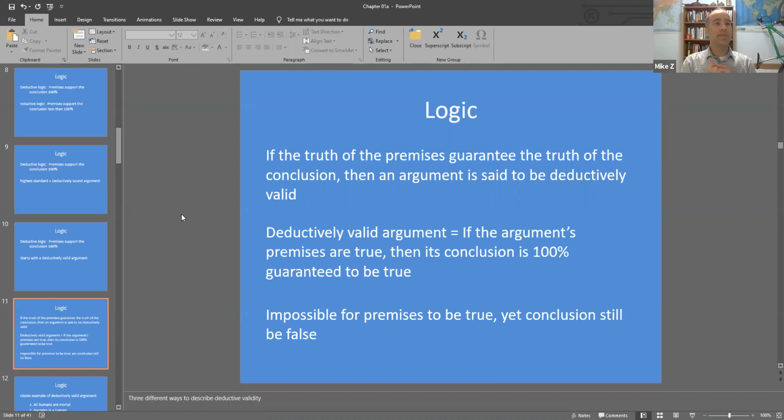So if we've got an argument that's set up such that if the premises are true, they guarantee that the conclusion must be true, 100% guarantee that the conclusion must be true, then that's a deductively valid argument. So if the premises are true, then the conclusion of the argument is 100% guaranteed. Another way of saying that is that it's impossible for the premises to be true and the conclusion to still be false at the same time. Those are all just different ways of describing the same concept of deductive validity.